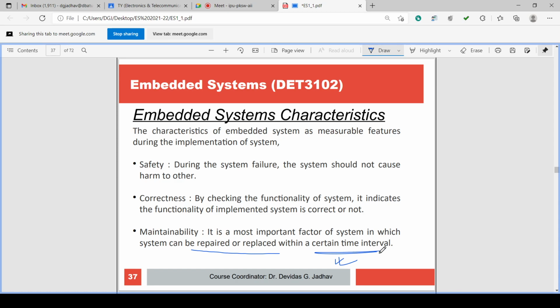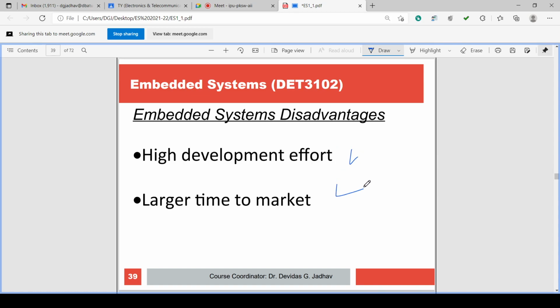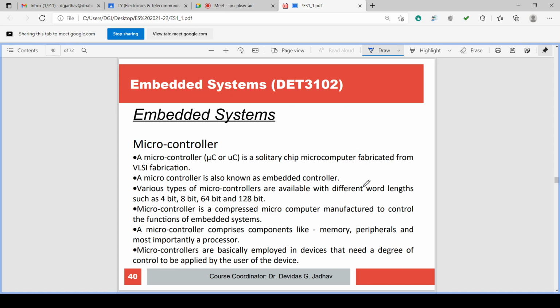Maintenance should be there, otherwise there will be a large loss for the industry. Industry works on a loss and profit basis. If there is poor maintainability, it will be a point of concern. The advantages are: easily customizable, low power consumption, low cost, enhanced performance. Similarly, high development effort and larger time to market are the disadvantages. And we have seen the microcontrollers.